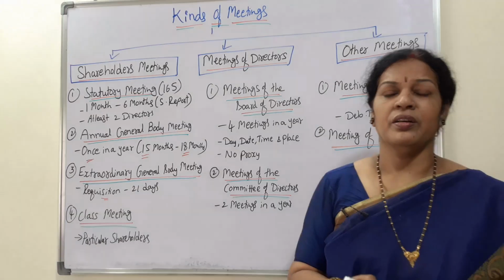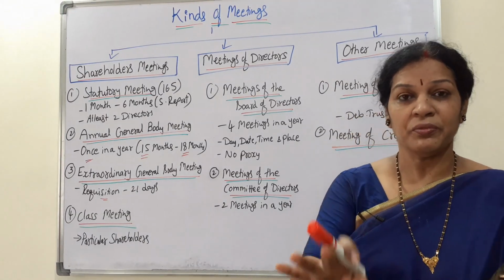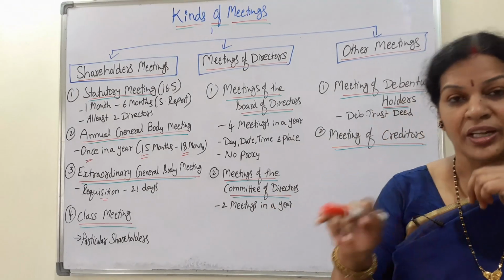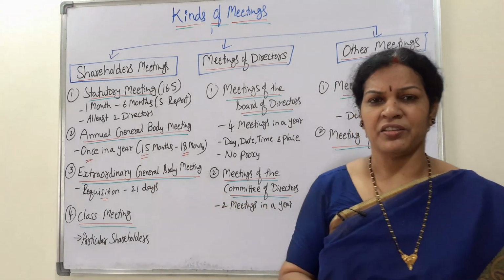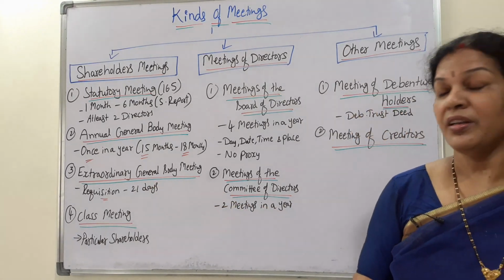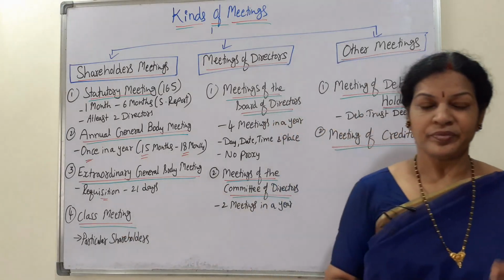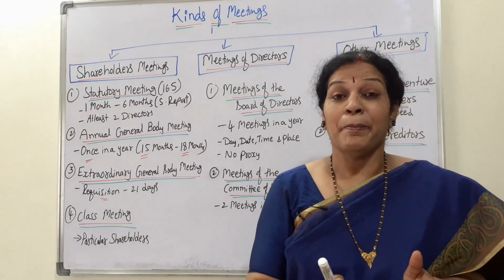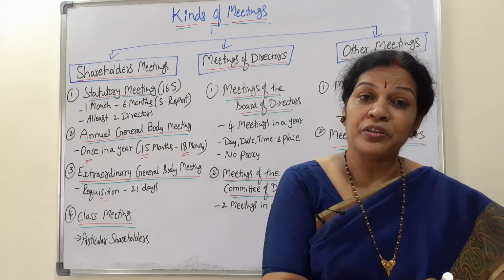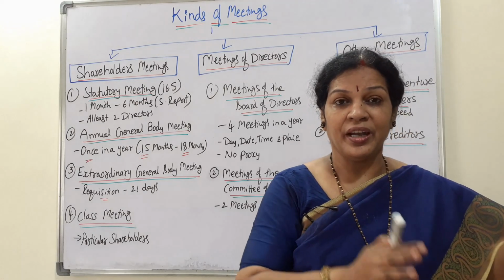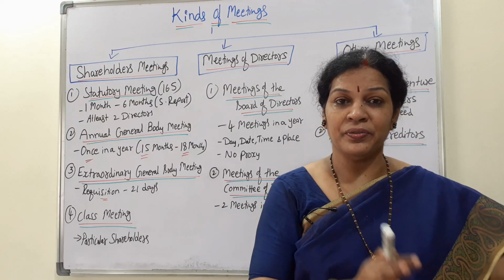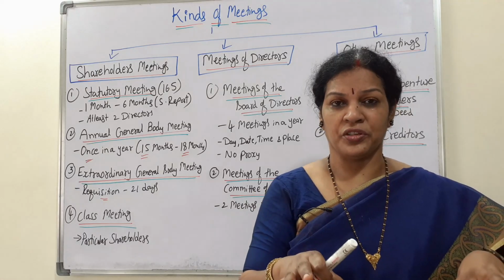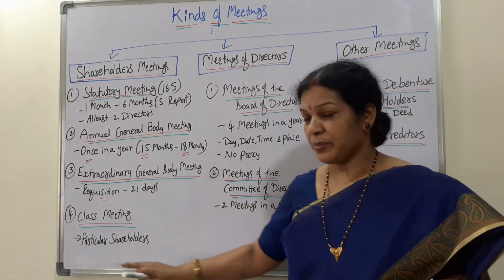Okay. Next, for the extraordinary general body meeting, remember one thing: a requisition is required. Requisition means proposal. The requisition states why we want to conduct this extraordinary general body meeting. What is the reason? That has to be mentioned, and as I told you, the report has to be submitted 21 days before. Next one is the class meeting. A class meeting is also a shareholders meeting, but only a particular kind of shareholders will be invited, and a small conversation or meeting is held with them. So we call this a class meeting, for particular shareholders.